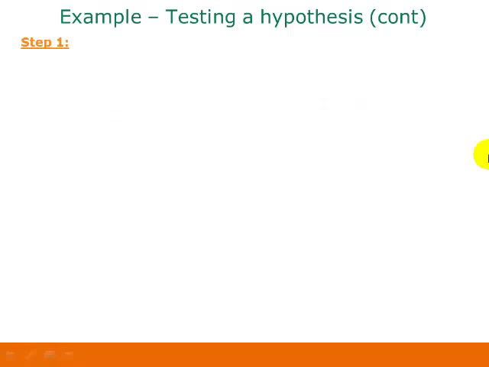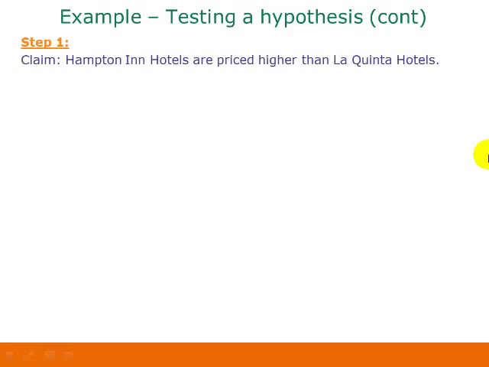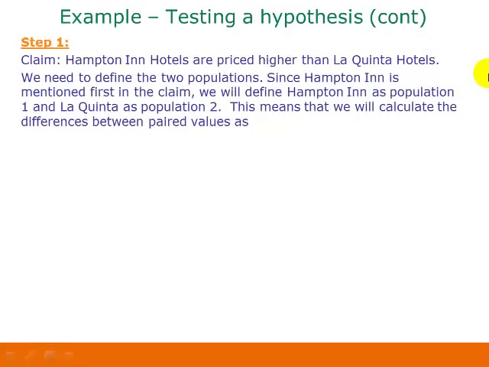Step 1 in our hypothesis test is to write our claim, and that is that Hampton Inn Hotels are priced higher than La Quinta Hotels. And we need to define the two populations. Since we mentioned Hampton Inn first in the claim, we'll just define Hampton Inn as population 1 and La Quinta as population 2. This means that we'll calculate the differences between paired values as the Hampton Inn value minus the La Quinta value.